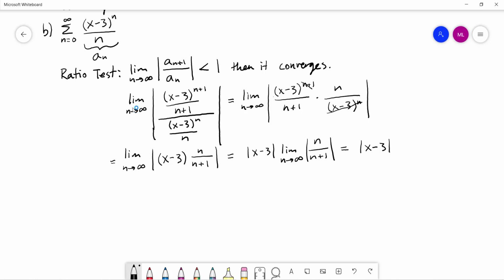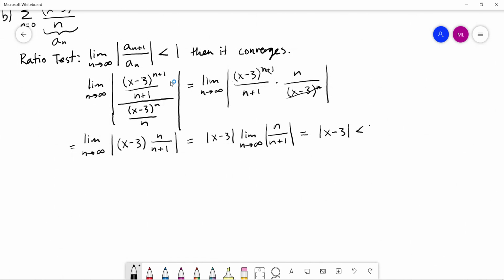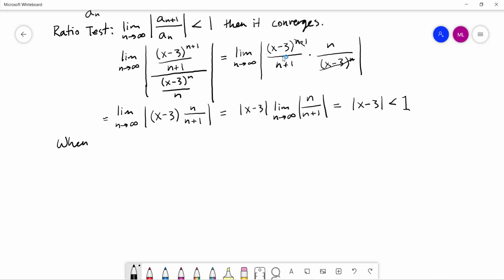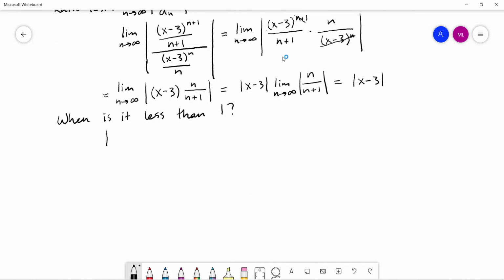So this is our limit that we just got from our ratio test. And I want to know, when is this less than 1? Because when it's less than 1, then it converges. Actually, so it's easier to see, let me erase it over here and we'll rewrite this down here. So I'm asking, when is the absolute value of x minus 3 less than 1?